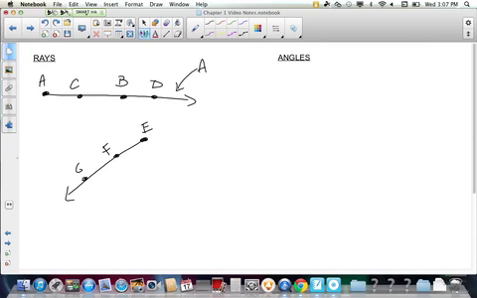Now, I can use any of the other letters on that line going in the direction that I want. So I could say C, B, or D, it doesn't matter. I'm just going to pick D. All right, so I picked those two letters. The endpoint, again, we have to pick the endpoint, and then I can pick any other letter along that line to name that ray.